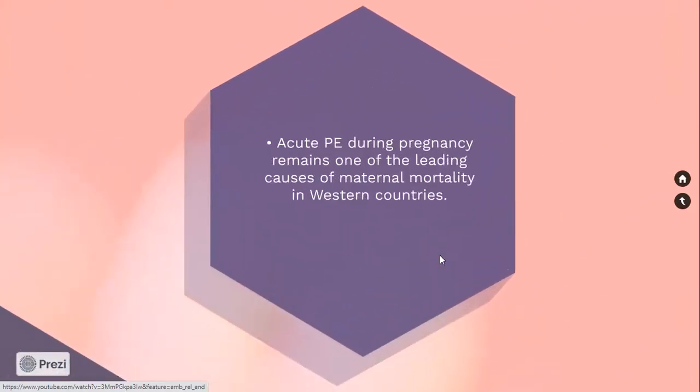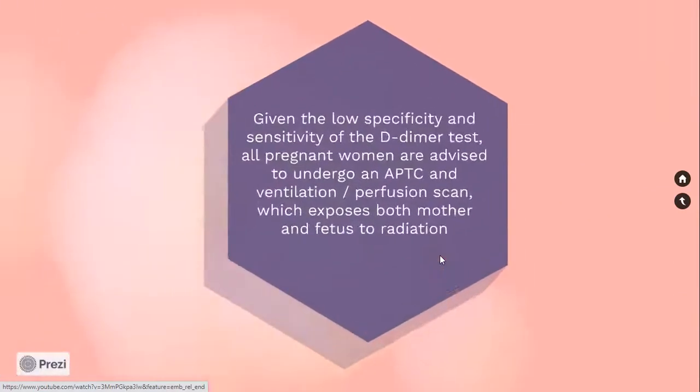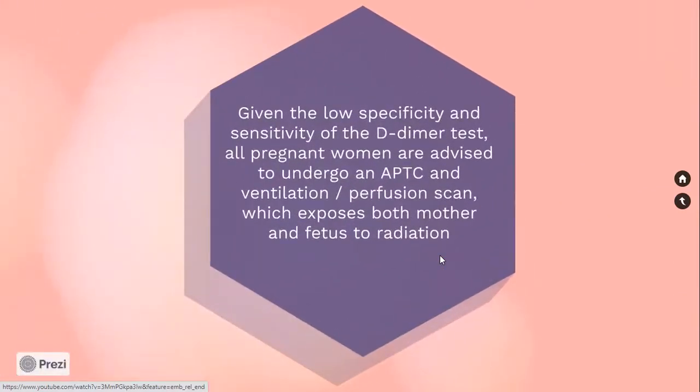Acute PE during pregnancy remains one of the leading causes of maternal mortality in Western countries. Given the low specificity and sensitivity of the D-dimer test, pregnant women are advised to undergo a CTPA and ventilation perfusion scan, which exposes both mother and fetus to radiation.